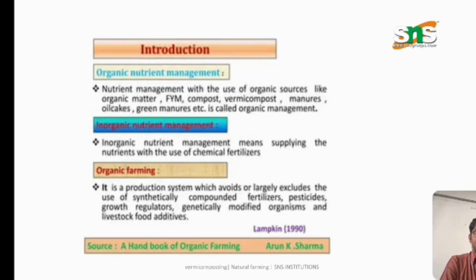Organic nutrient management. Nutrient management with the use of organic sources like organic matter, compost, vermicompost, manures, and green manures is called organic management. Inorganic nutrient management means supplying the nutrients with the use of chemical fertilizers. Organic farming is a production system which largely avoids the use of synthetically compounded fertilizers, pesticides, growth regulators, genetically modified organisms, and livestock feed additives.